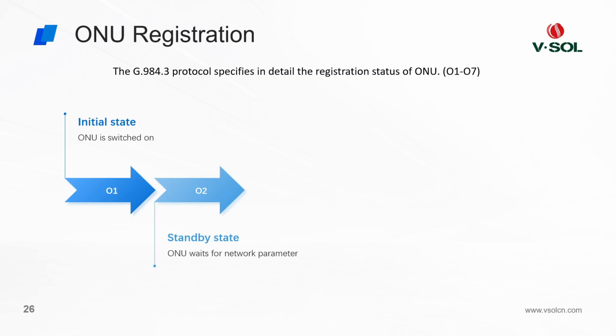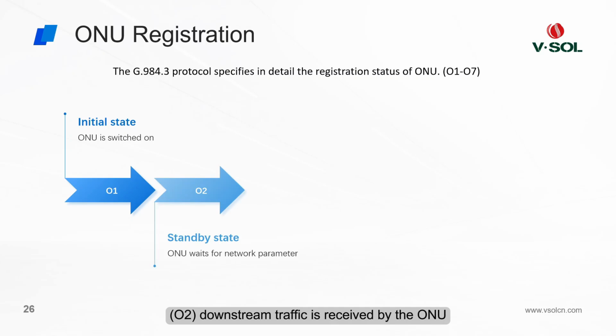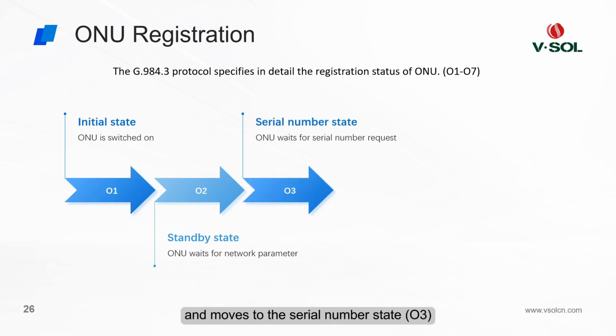O2. Then, in standby state, O2, downstream traffic is received by the ONU. The ONU waits for global network parameters. Once the upstream overhead message is received, the ONU configures some parameters and moves to the serial number state.